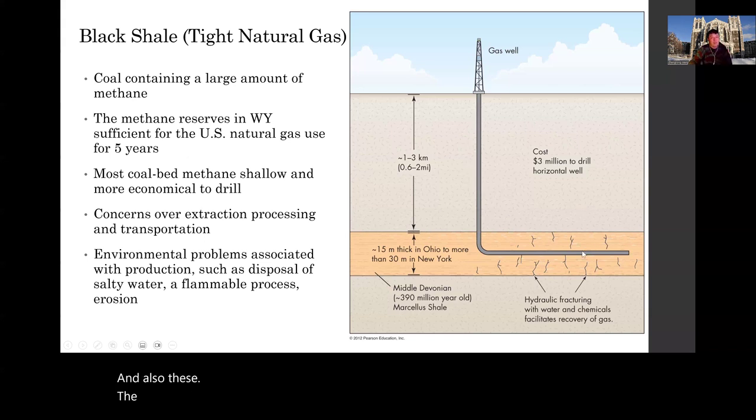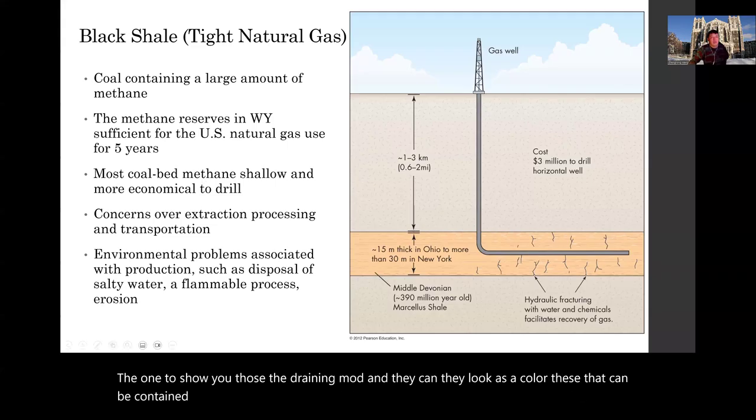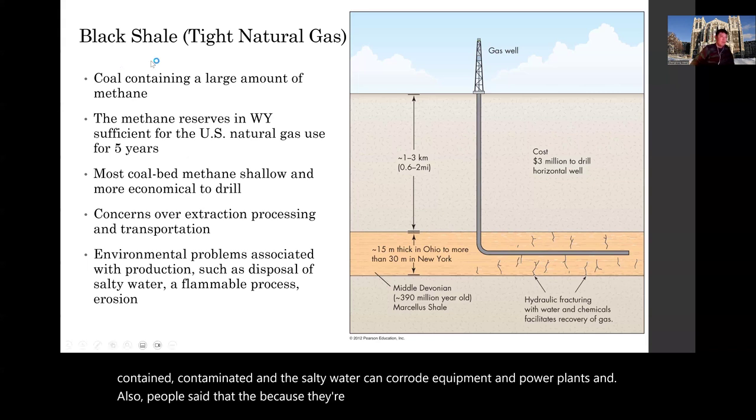And also the drilling fluid can contain wastewaters at the surface. The one to show you, those are the drilling mud. Look at the color. These can be contaminated. And the salty water can corrode equipment in power plants. And also people said that because they're deep enough, this water can contaminate the groundwater.